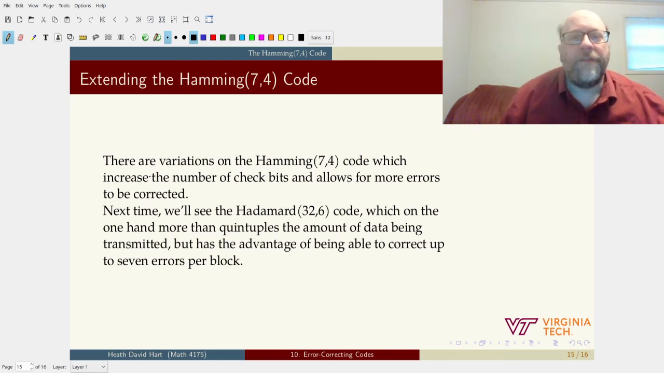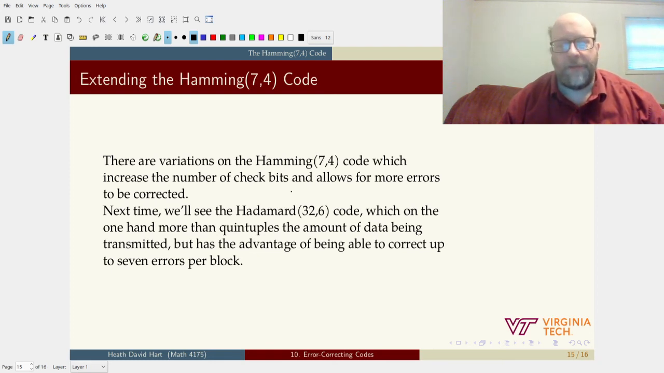There are variations on the Hamming 7,4 code that increase the number of check bits but allow for more errors to be corrected. So what if we decided that correcting just one error isn't enough? We wanted to be able to correct more than one. We'll look at this next example next time. It's the Hadamard 32,6 code.